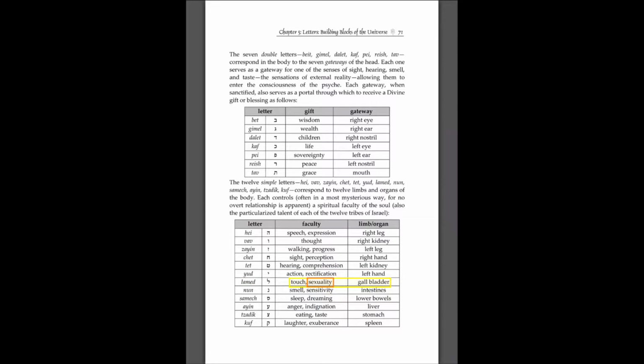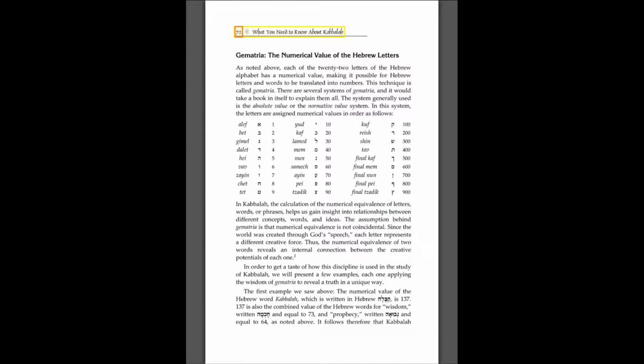Lamed, touch, sexuality, gallbladder; Nun, smell, sensitivity, intestine; Samek, sleep, dreaming, lower bowels; Ayin, anger, indignation, liver; Tzadik, eating, taste, stomach; Kuf, laughter, exuberance, spleen.